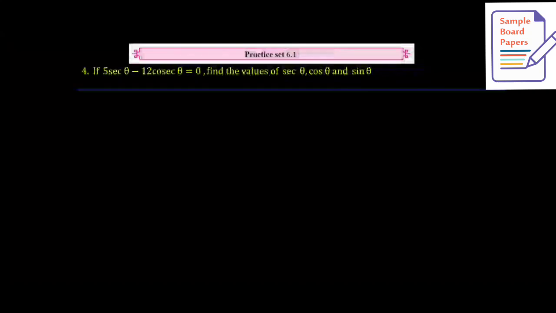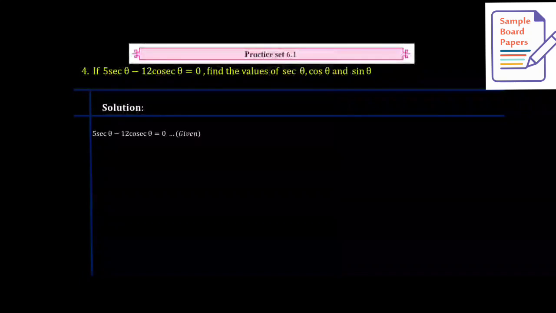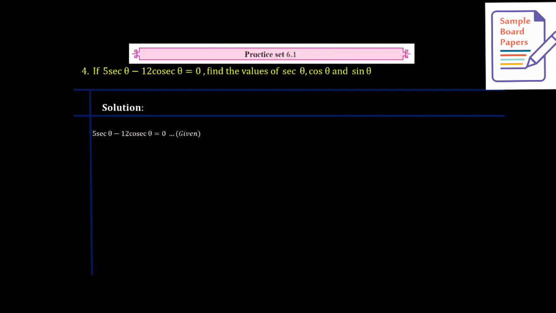Fourth one: if 5 sec theta minus 12 cosec theta equals 0, find the values of sec theta, cos theta and sin theta. As we can see here, the direct ratio is not given, so we have to arrange it in ratio form. So first, what is given: 5 sec theta minus 12 cosec theta equals 0. It is given.